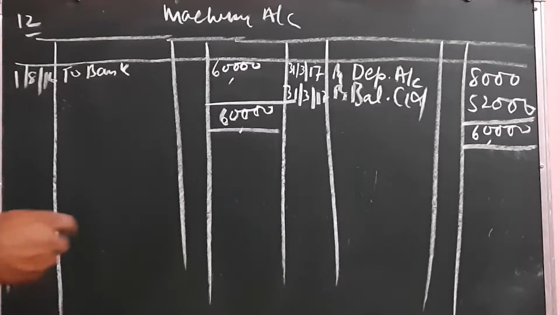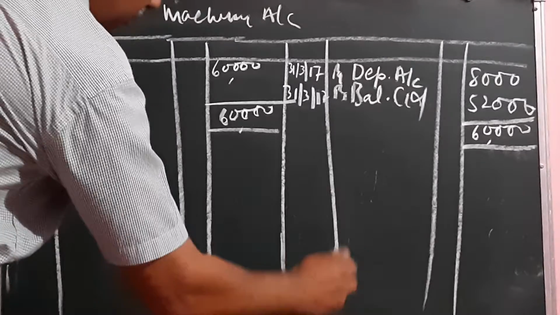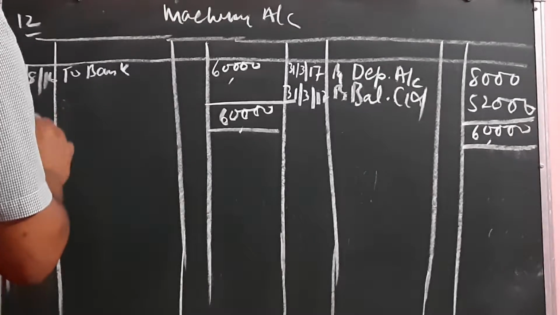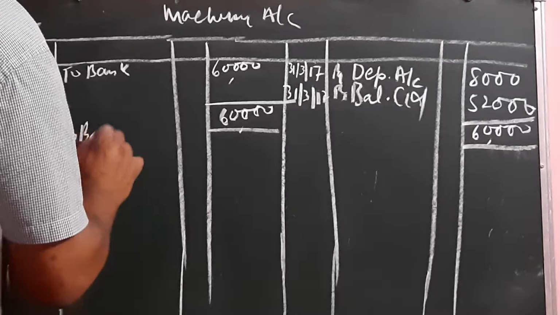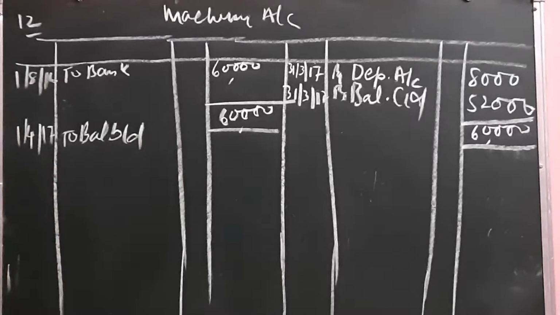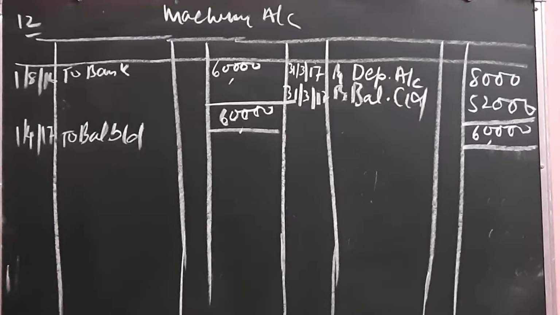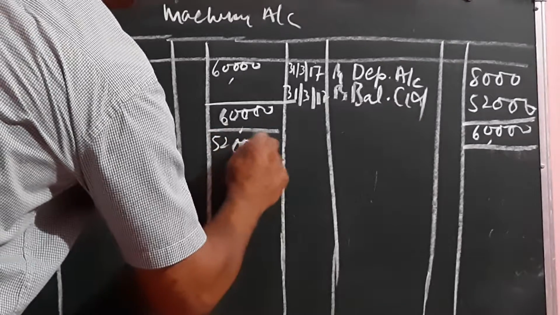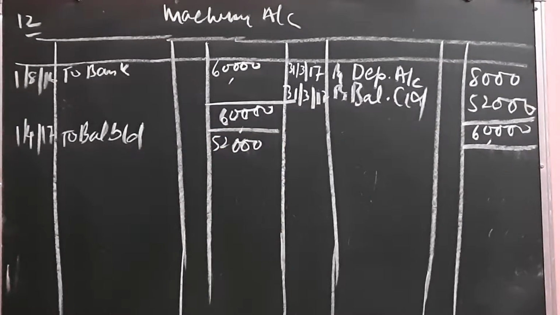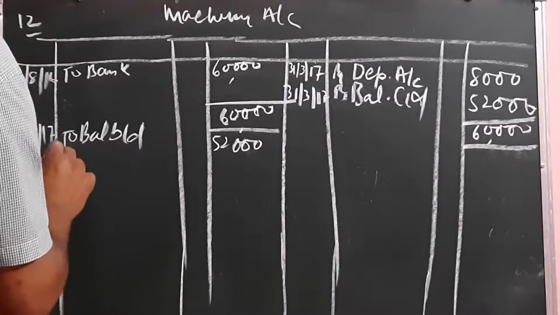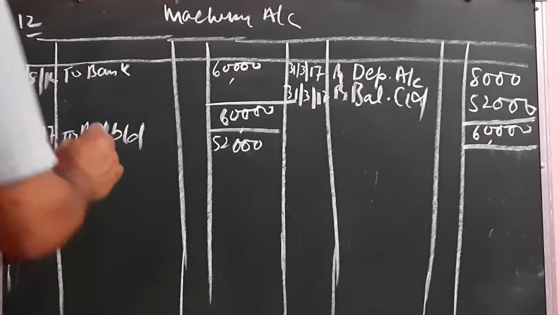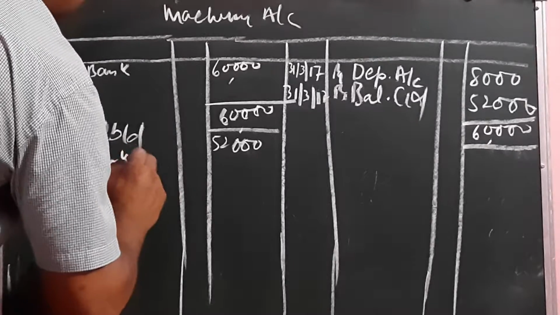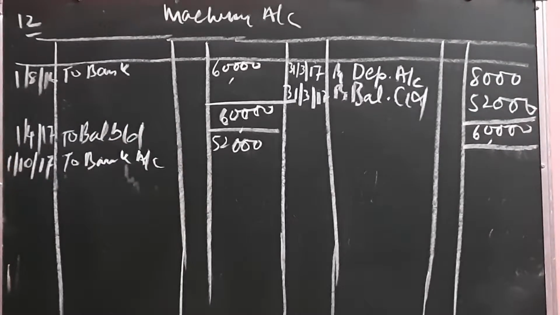We have to prepare for 3 years. So 3 years, the first year I have done like this. Next is 1st April 2017, to balance BD 52,000, and on 1st October 2017, the new machine is purchased for rupees 20,000. So to bank account, in this question the purchase is 20,000.